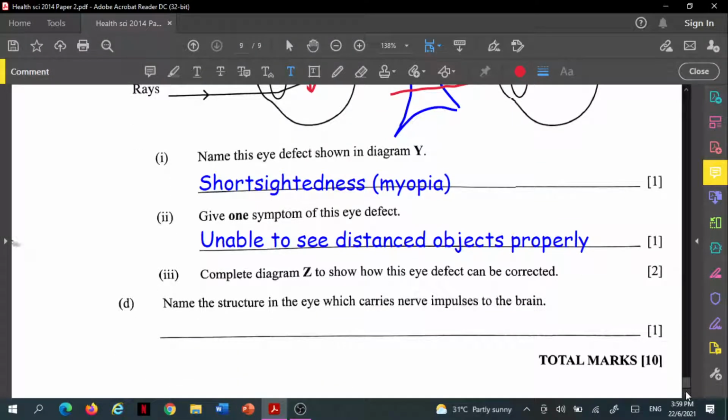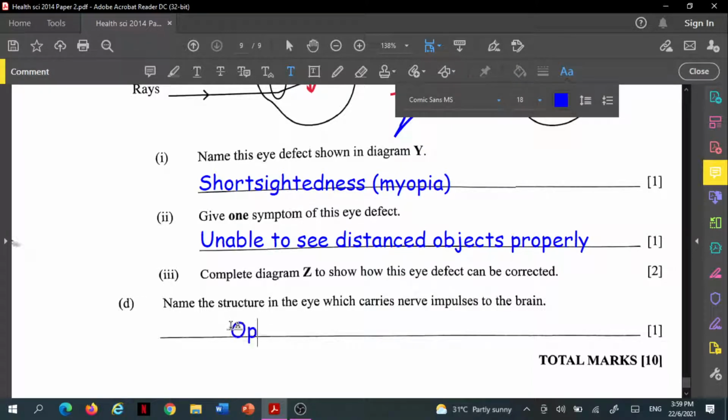Now, part D, the last question, and we're out for real now. It says, name the structure in the eye which carries nerve impulses to the brain, and this is called the optic nerve. This is the last thing for today.